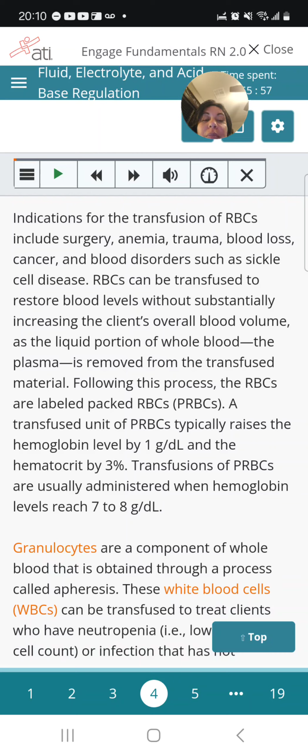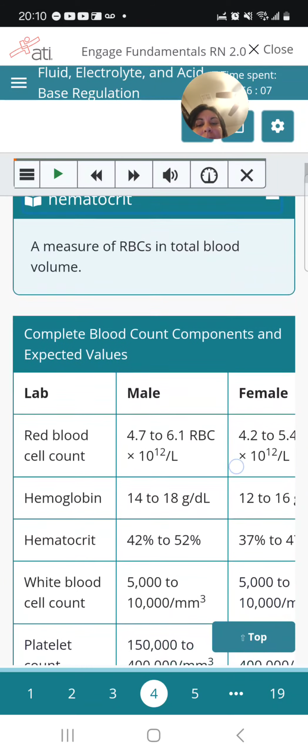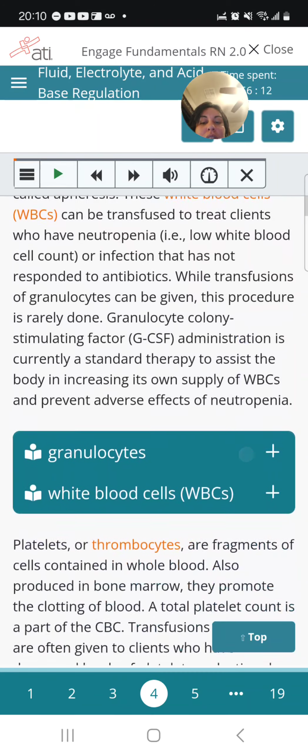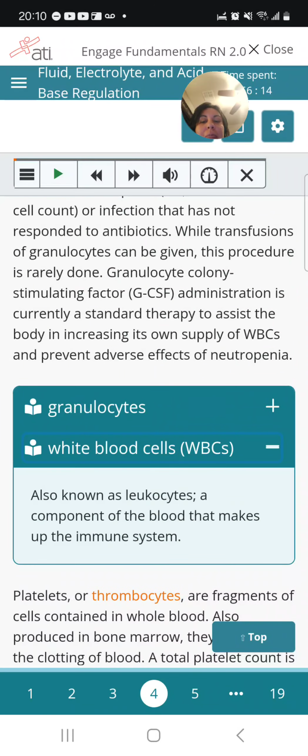Transfusions of packed red blood cells are usually administered when the hemoglobin levels reach 7 to 8 grams. What's 7 to 8? Hemoglobin? I think it's 14 to 18, yeah. White blood cells, also known as leukocytes.